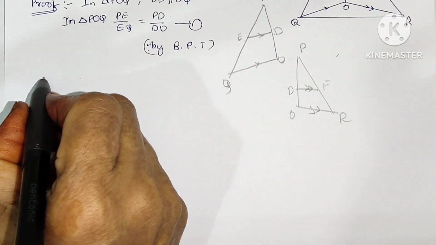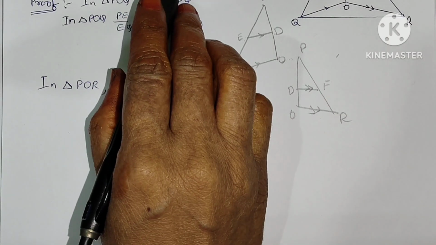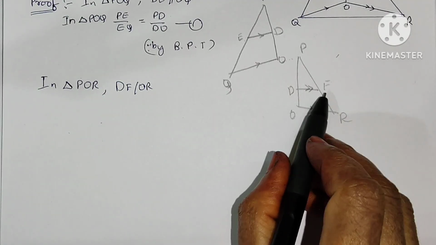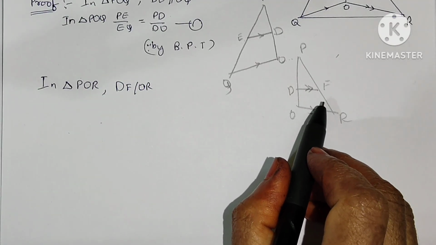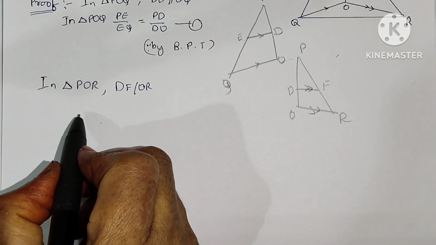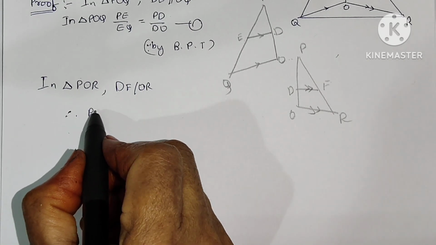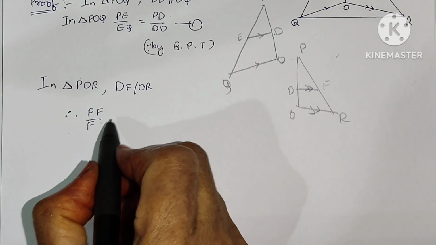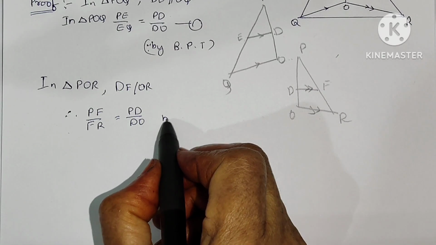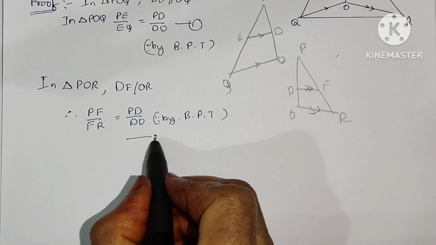So first, in triangle POR, already we know that DF is parallel to OR. DF is parallel to OR means here we use the converse basic proportionality theorem. So here we write PF by FR equal to PD by DO, by the basic proportionality theorem. So this is equation 2.